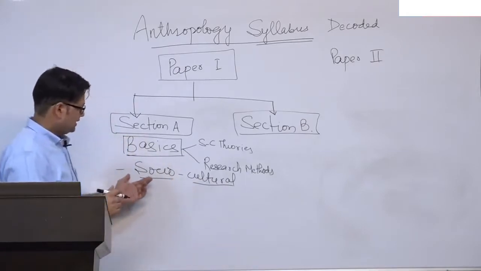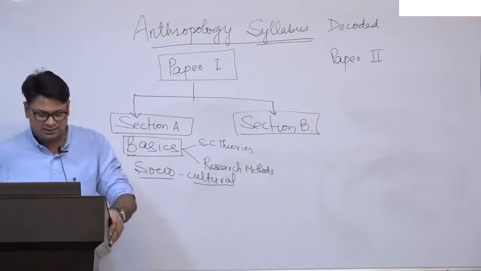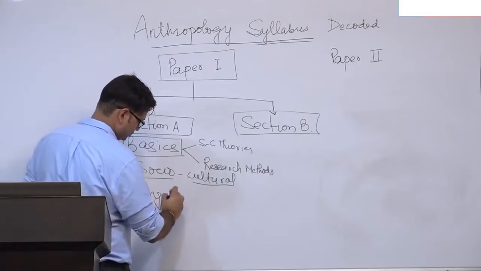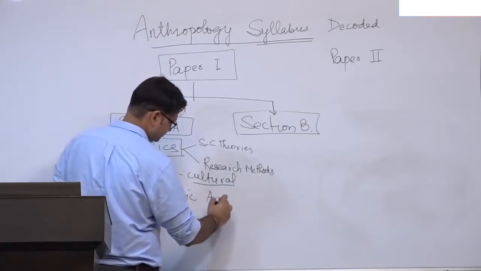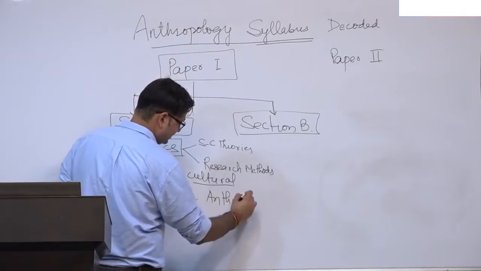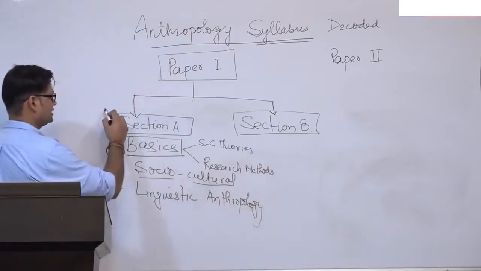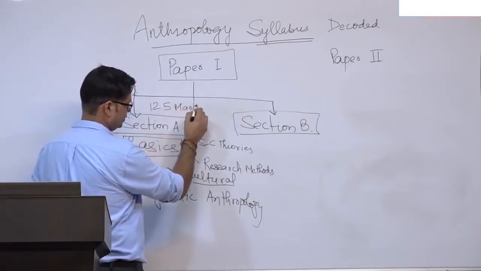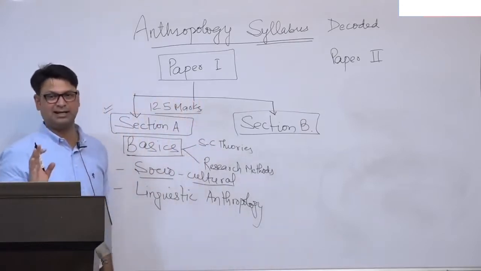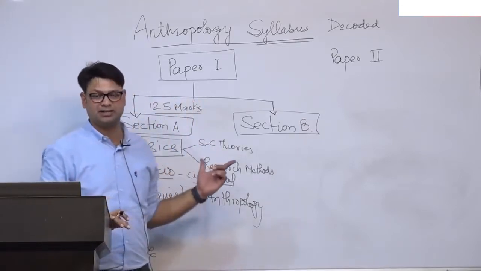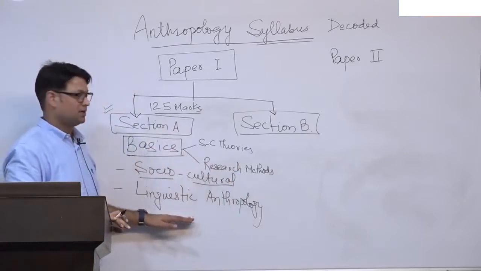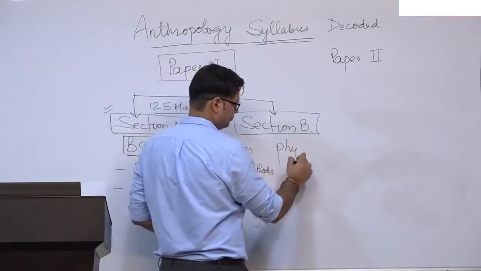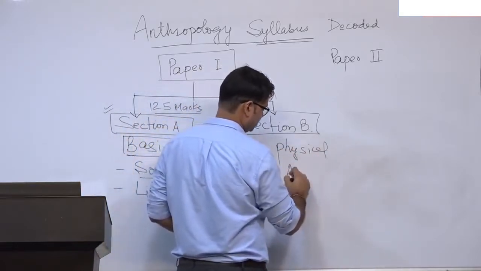Then we are asked the linguistic part also, linguistic anthropology. So mainly UPSC asks in section A, which is of 125 marks, from these areas. But let me tell you, there is no fixed foundation in UPSC. Mainly they keep section A like this, and section B is kept for physical anthropology.